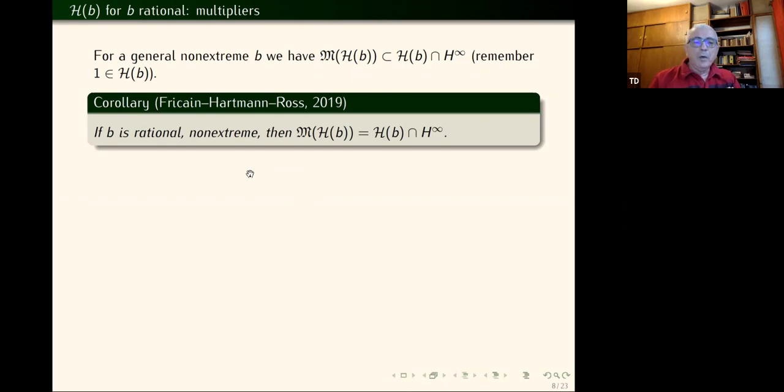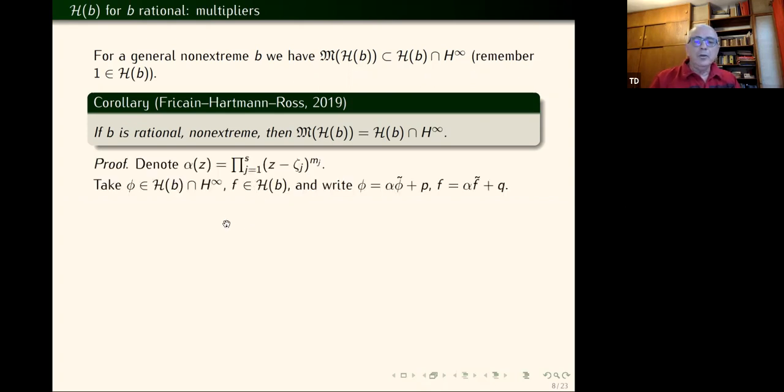And the proof is quite simple. We may do it now. If we denote the product that appeared in that representation of the H of B space by alpha of z, then we take phi. Anyway, we know that multipliers are contained here. What we have to do is to prove the inverse inclusion. So we take a phi in the right-hand side here, and an f in H of B, and we have to show that the product is in H of B again.